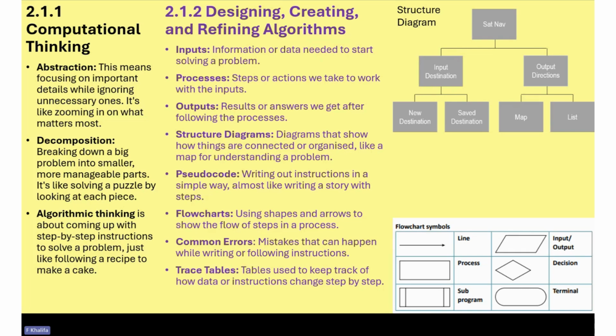Abstraction means focusing on important details while ignoring unnecessary ones. It's like zooming in on what matters the most. A key example that we've used a lot is the London Underground tube map, or the TfL tube map, and that often tells you just the routes and the stations. We get rid of any unnecessary details such as road names, landmarks, etc. that you may not need to know.